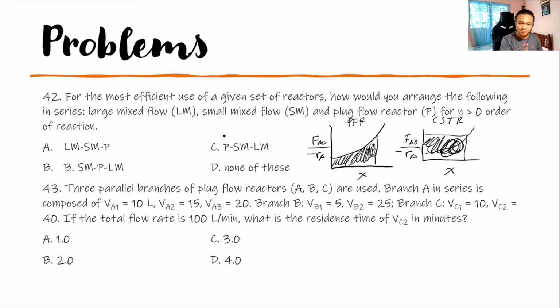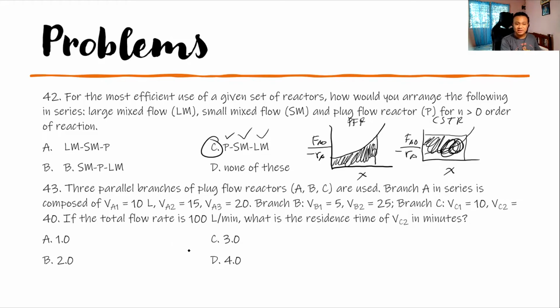So use the PFR first, and then for efficient use of volume, use the small first, and then next use the large: small first, large later. Okay, so this is actually the answer: the PFR, small then large.